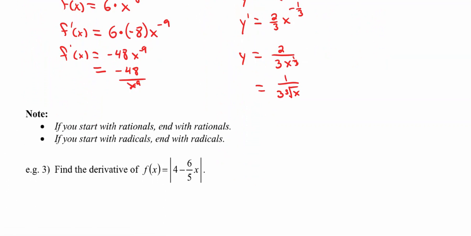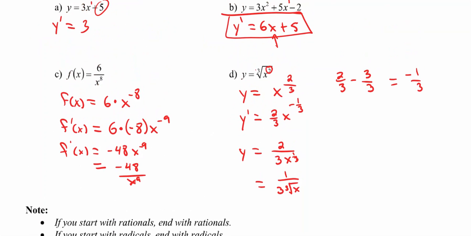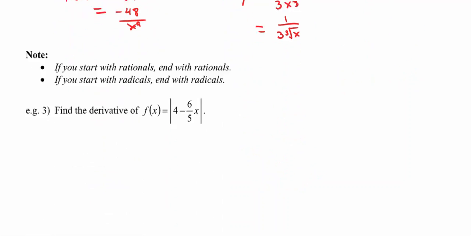And yeah, as a general rule, if you start with rationals as your equation, right, like something over something, end that way. And if you start with radicals, right, like we did here, your answer should be as a radical as well, right? Instead of leaving it as the fractional exponent.